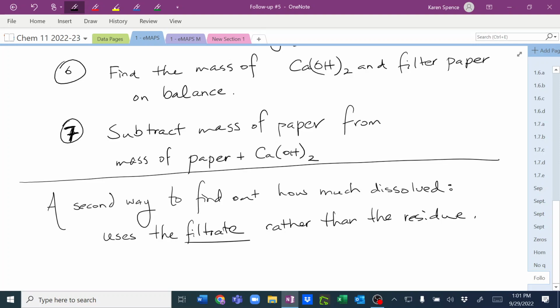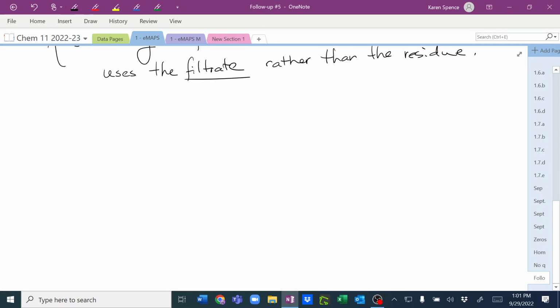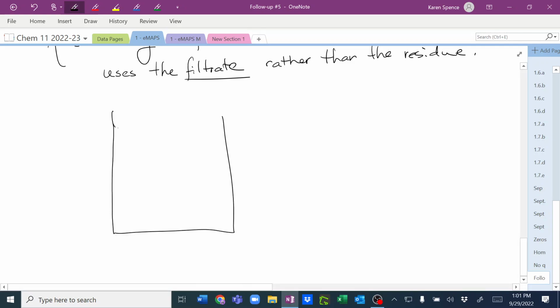Yes? We could measure the amount of water that comes out. We could. But what we want, if we've got our filtrate, let's visualize our filtrate again. Remember, it's got water, and it has Ca2+ ions floating around in it, and it has OH- floating around in it. But you can't see these, and I want to know how much of those dissolved ions are there.